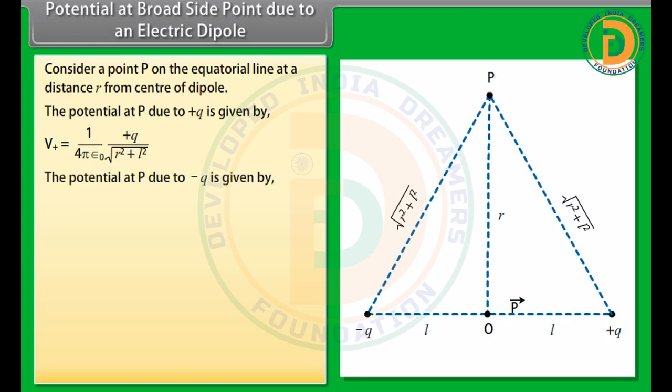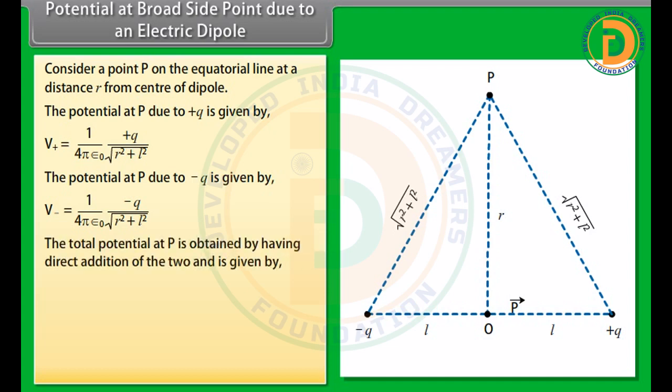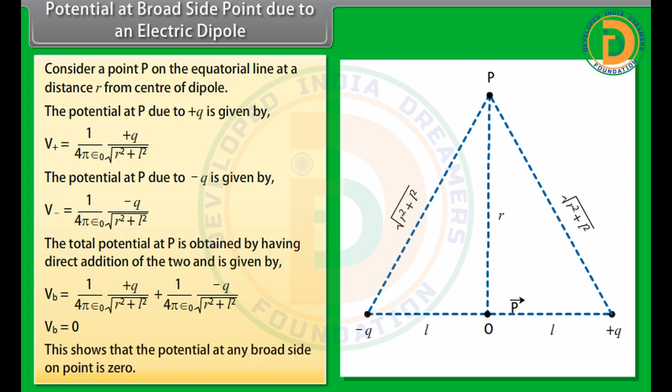The potential at P due to minus Q is given by V negative equals 1 upon 4 pi epsilon naught multiplied by minus Q upon under root r square plus l square. The total potential at P is obtained by direct addition of the two and is given by V_B equals 0. This shows that the potential at any broadside on point is 0.